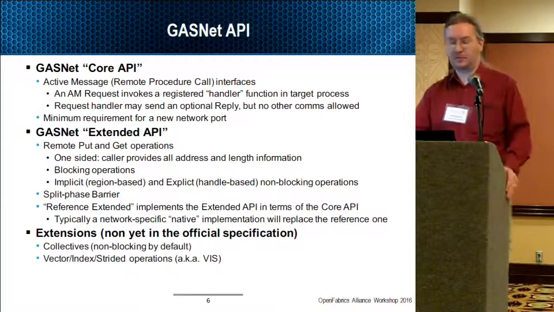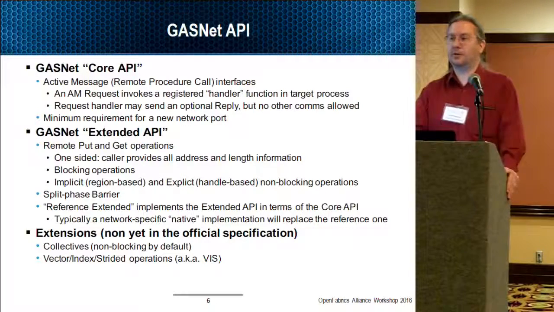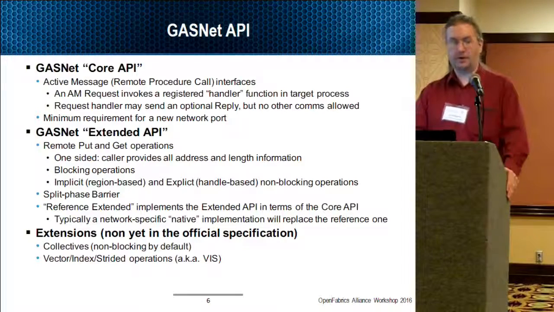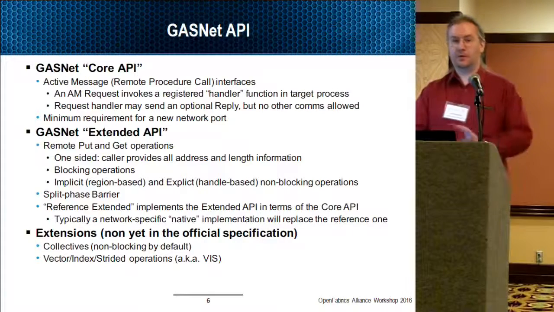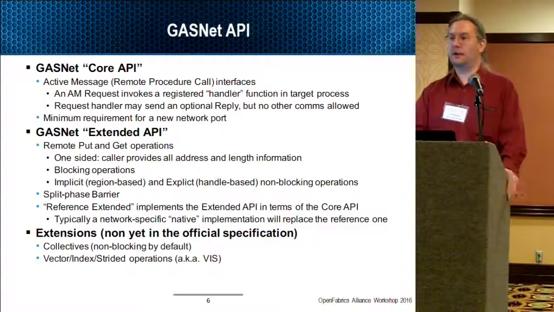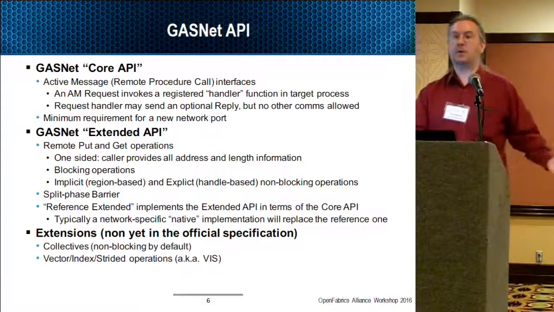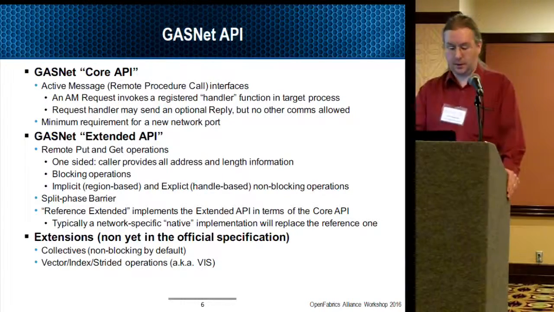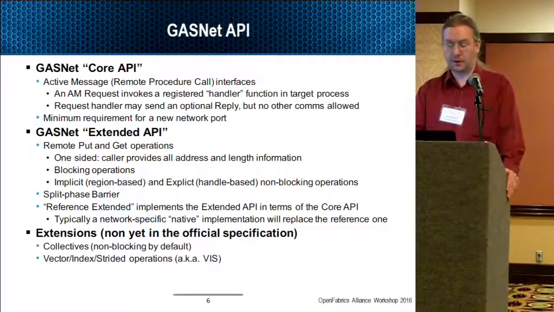Also in the extended API is a split phase barrier, so a non-blocking barrier with a separate notify that you've arrived at the barrier and wait for everyone to reach it. There is a reference extended that implements all of the things I've discussed there in terms of that core API, in terms of active messages, and that's why I said that the active message core API was the minimum requirement for a new port. However, for performance, you don't want to rely solely on that, and so native implementations in terms of underlying API usually replaces that. And so we'll talk about two of those as I go forward in the talk.